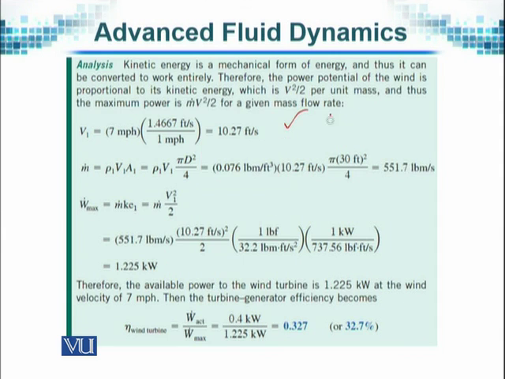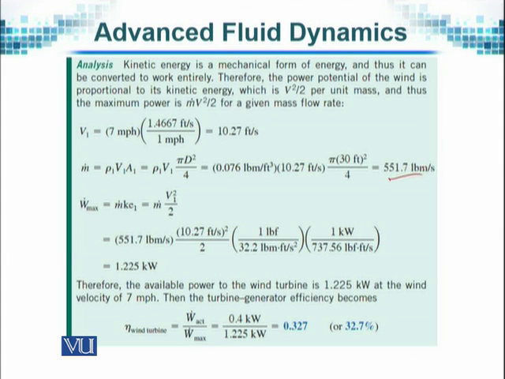The velocity v1 is given to be 7 miles per hour, and it is equivalent to 10.27 feet per second. So you observe that in many engineering applications, still at this time, we keep using the pound foot and so on, those units. And this is different from the metric unit system. And m dot, the mass flow rate, will be rho into v1 into A1. That turns out to be 551.7 pounds mass per second.